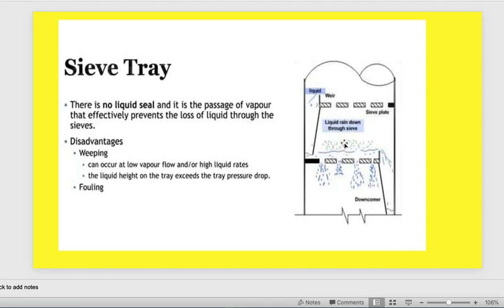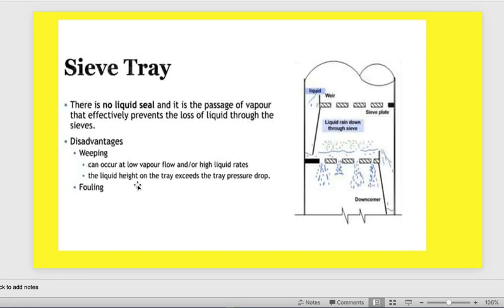So the liquid load on the tray is high, so that it starts to weep from the holes of the tray. Weeping can occur at low vapor pressure. The vapor load going up here is very low. So this will let the liquid not go through the overflow liquid downcomer, but through the sieve itself. The liquid height on the tray exceeds the tray pressure drop.